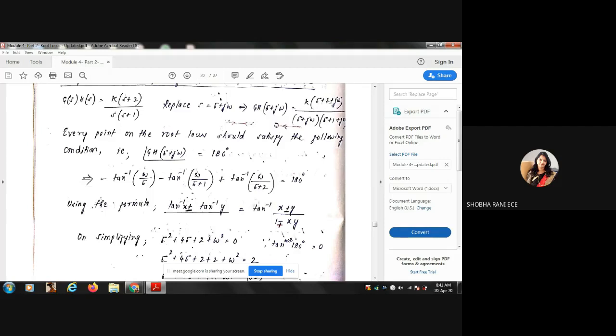If you just see this term here, K is a constant, so we will not consider that. If you take this numerator term, how do we find its phase angle? That is nothing but tan inverse of imaginary part by real part. What is the imaginary part here? The imaginary part is omega, and the real part is sigma plus 2. So for the numerator, we can write tan inverse of omega divided by (sigma plus 2). You can write in whichever order you want.